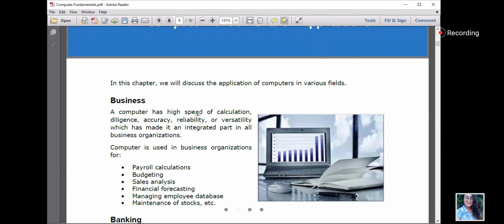So in business, computer has high speed of calculation. It can calculate everything so fast, and it has diligence. Diligence means it never gets bored of doing the same task again and again. Whenever we are doing our job in an office or as an employee, we get tired sometimes, but a computer never gets tired. Then it gives the results with accuracy, and the results are reliable, and also versatility.